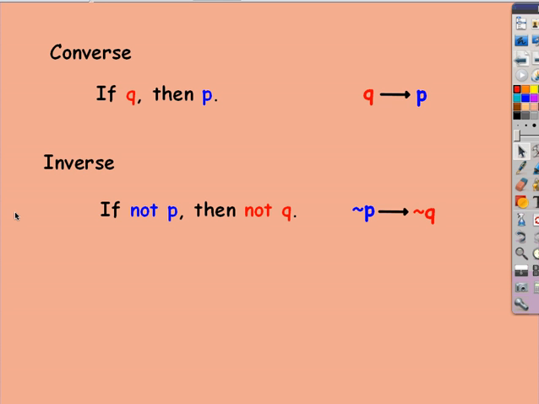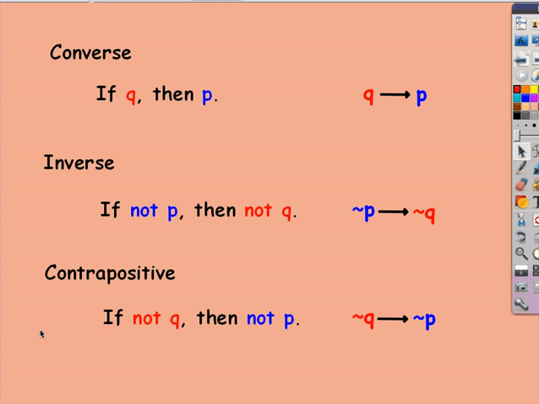Another way is the inverse. The inverse says if not P, then not Q. We're negating that original conditional. That example I gave earlier, if you don't do your homework, then you won't do well on the test, is the inverse. And the last way is what's called the contrapositive. Contrapositive says that if not Q, if not the conclusion, then not P, not the hypothesis.